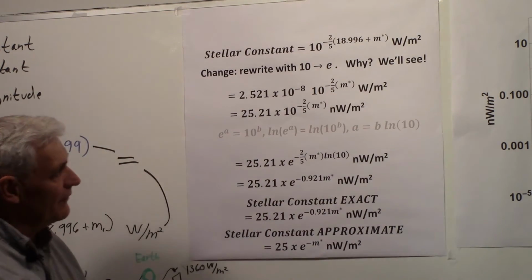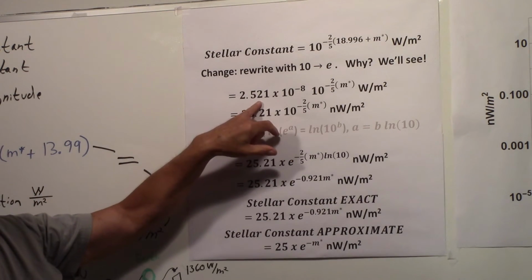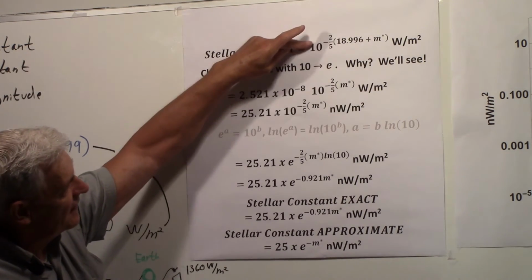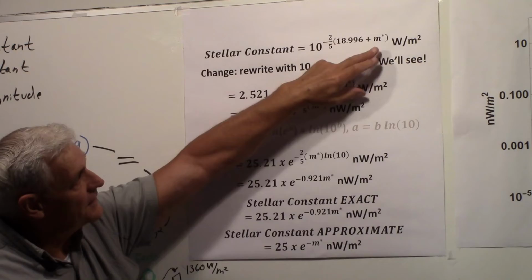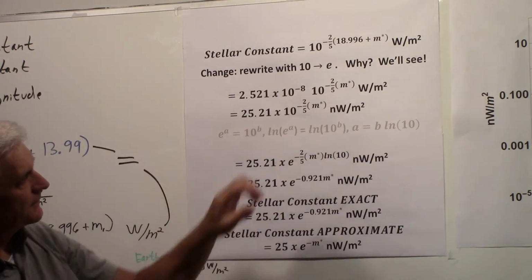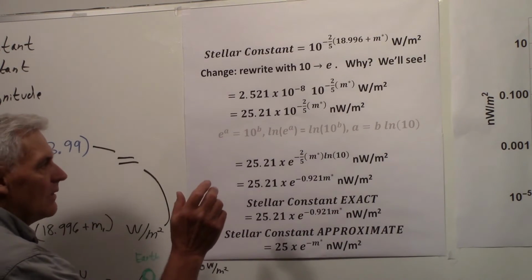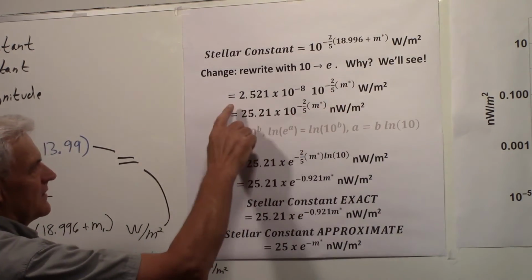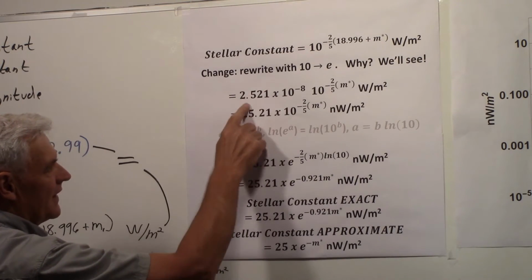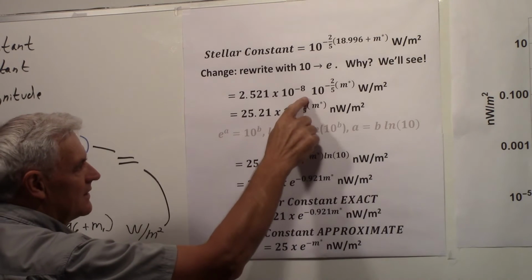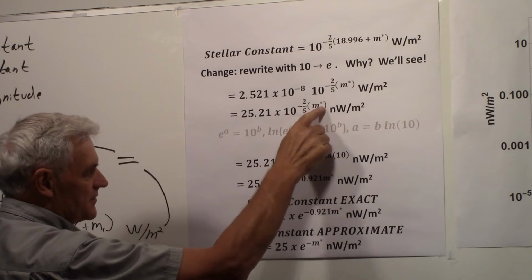So the first step we'll take is we'll calculate the value of 10 to the minus 2/5 times 18.996. And if we do that, we get this number here. Now that's in watts per meter squared, and we still have the 10 to the minus 2/5 m star. So there's that term. Now what we'll do is we'll convert the watts to nanowatts. So this number then becomes 25.21 times 10 to the 2/5 m star.